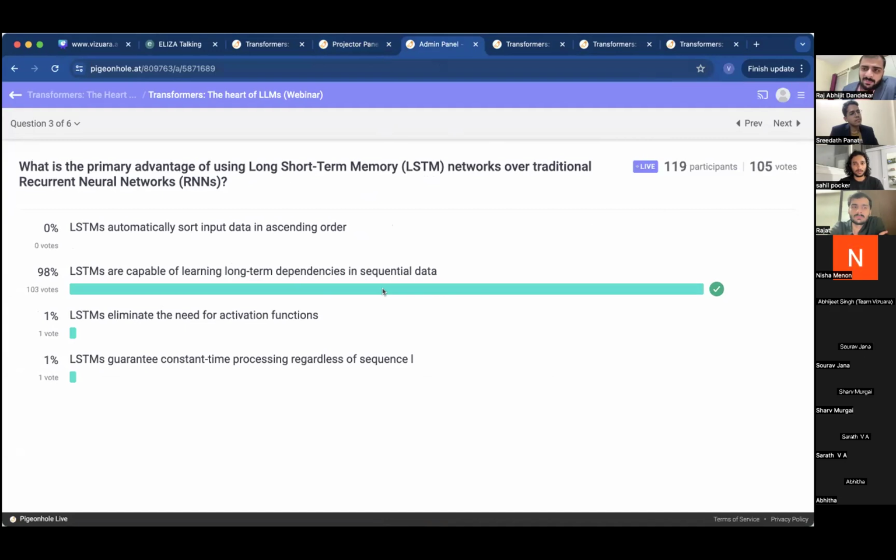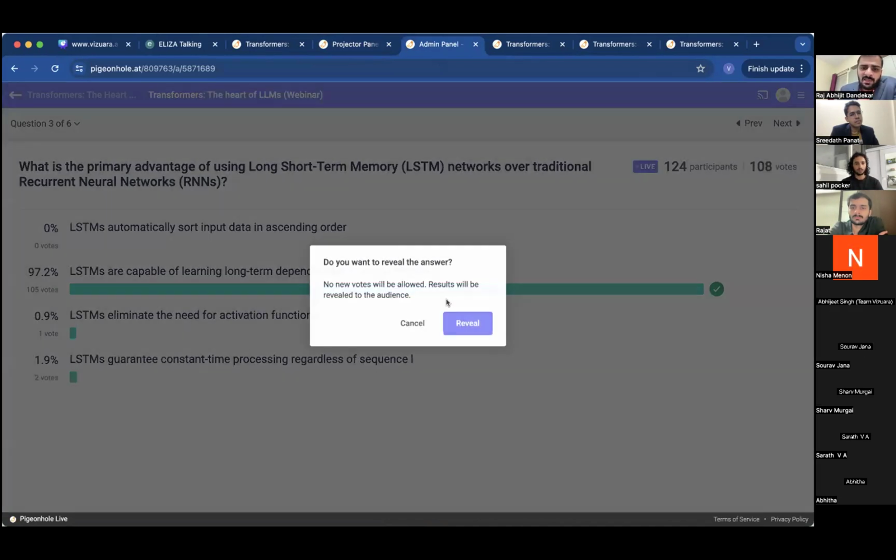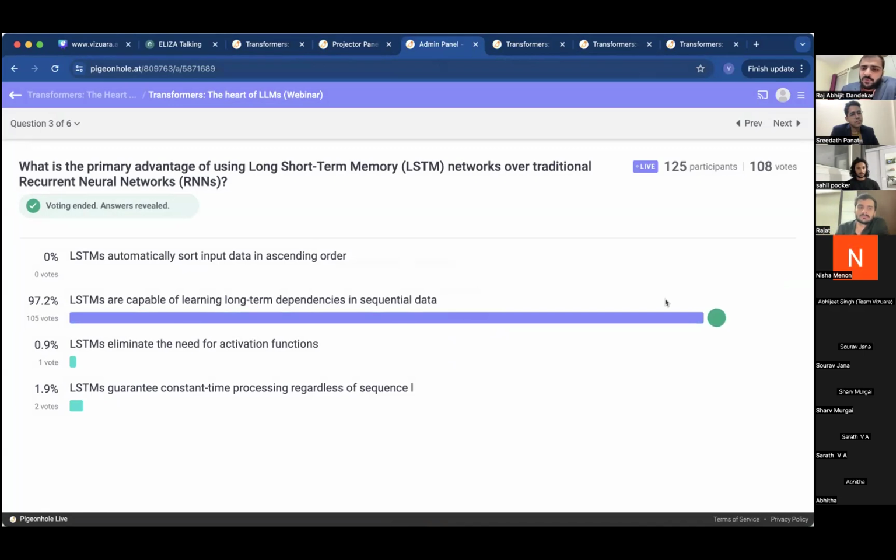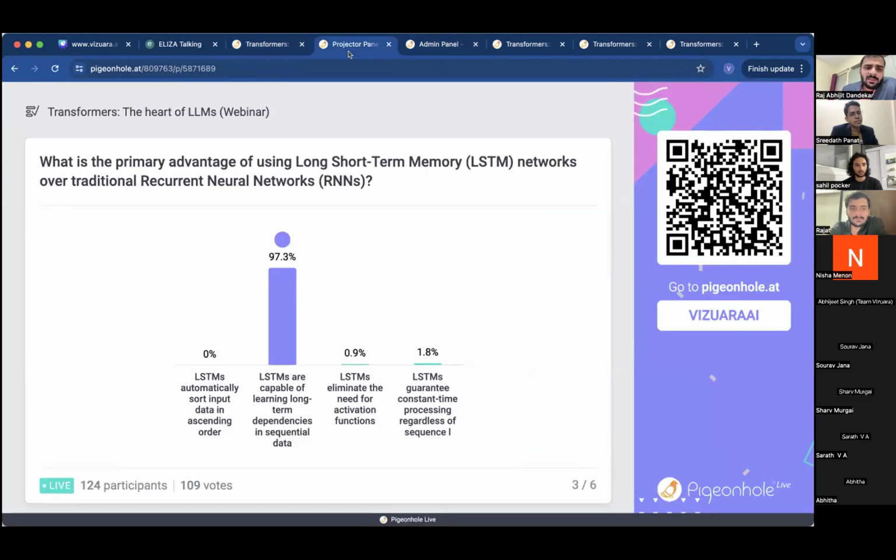Please answer quickly, because in 2 to 3 seconds I'll be ending this poll and revealing the answer. Okay, so 123 participants, 107 votes. Great. So let's reveal the answer now. Most of you are correct in this question, which means that you have understood this concept.